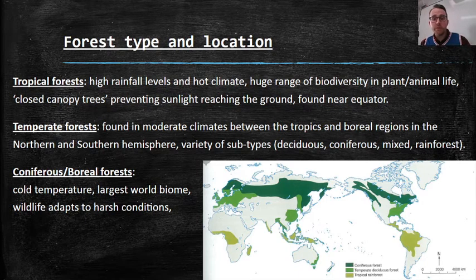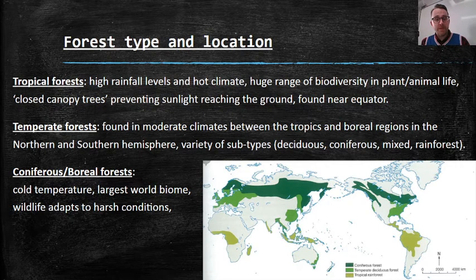It has a huge range of biodiversity in plant and animal life. Most of the different animal species and plant species in the world are found in tropical forests. And the reason for that is because it's got rain and it's got sunlight. So the two things you need in life to survive are basically water and light. You need water and light to grow. People, animals, plants, you need it. And tropical forests have that more than anywhere else in the world.